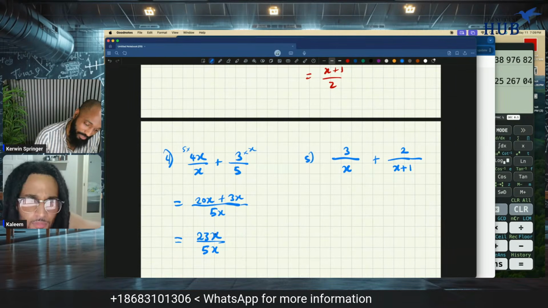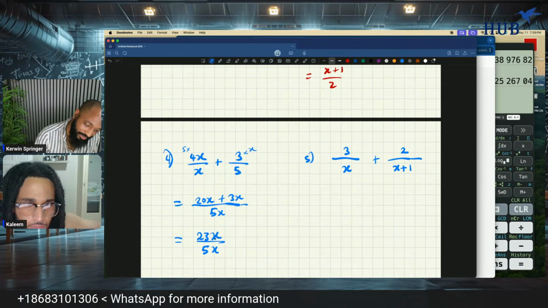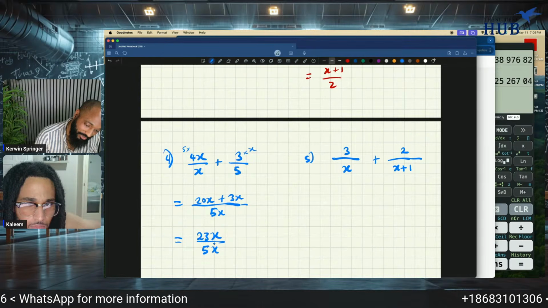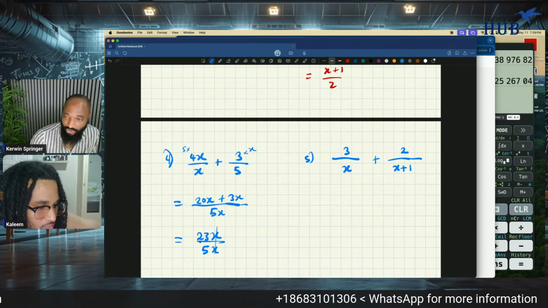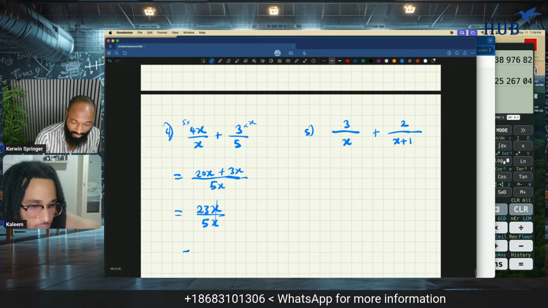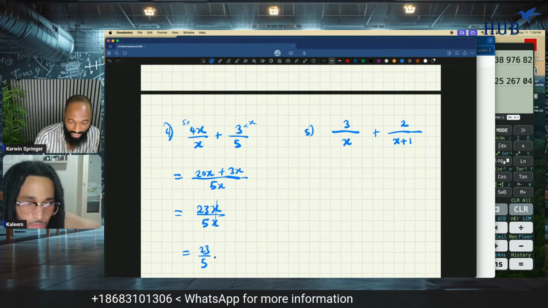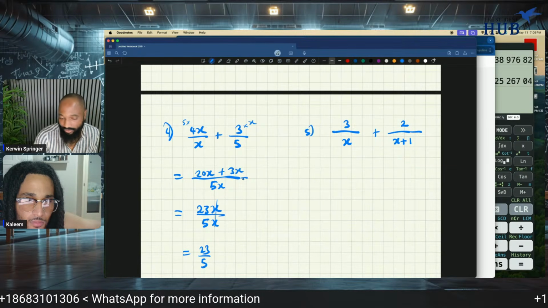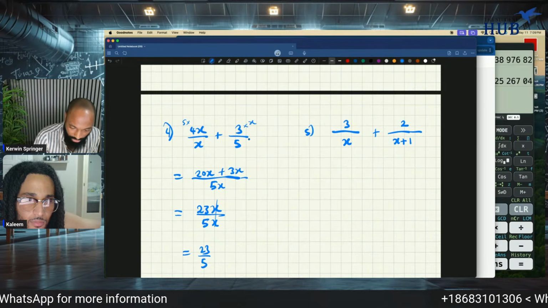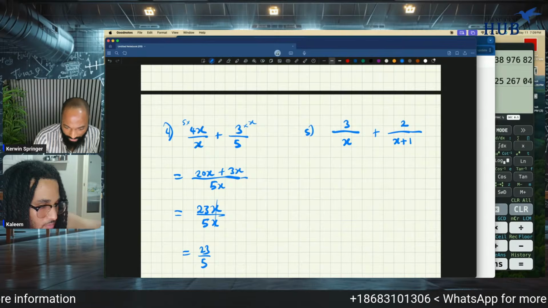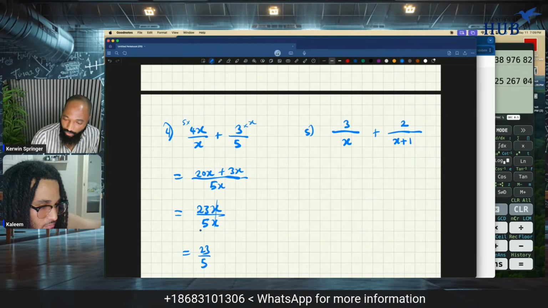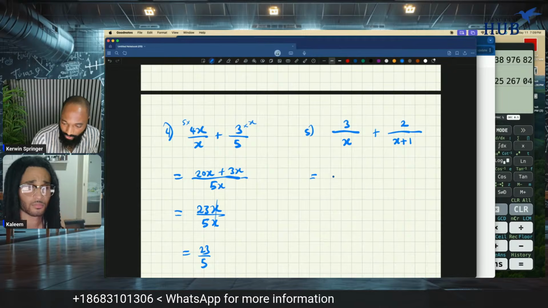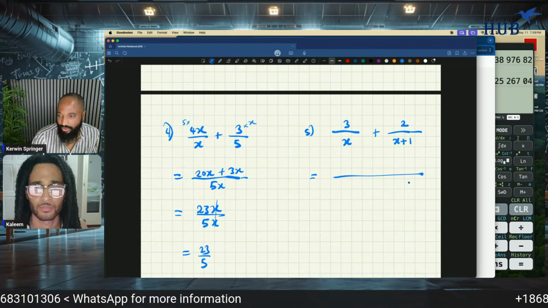So something weird happening here. The x's cancelling. Actually ended up with 23 over 5. That's very weird. This don't usually happen. 5 into 5x is x. X into this is 5. So that's a little weirdness that happened there.